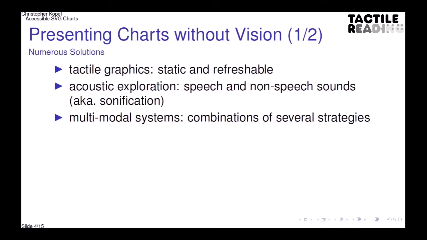So how can we present such charts to blind people? As you probably know, there are several ways to do this. First of all, of course, tactile graphics, be it static ones on paper, swell paper or thermoform, something like that, and some refreshable dynamic tactile displays, like, for example, the Graffiti by Orbit Research. Then there are acoustic systems, acoustic exploration, either by synthetic speech or sonification, which means non-speech audio sounds. And then there are multimodal systems combining more than one sense together.